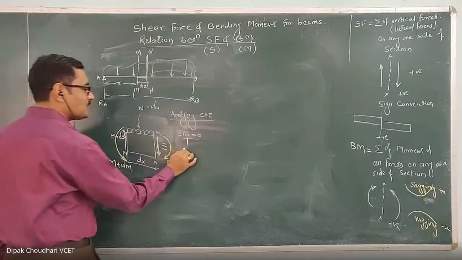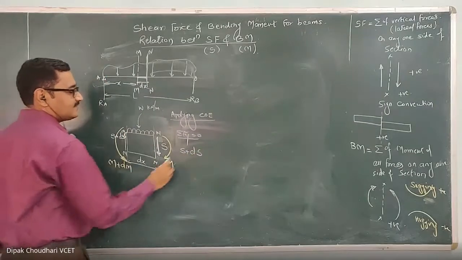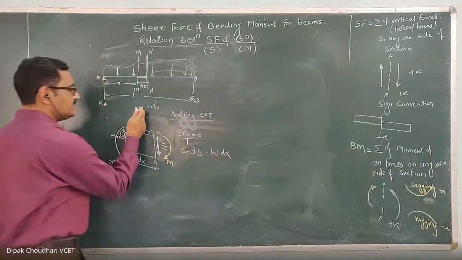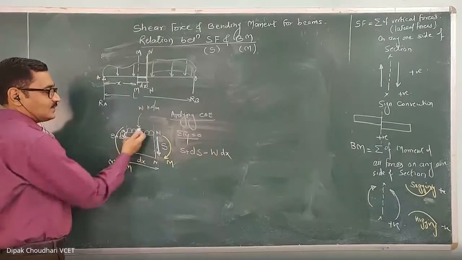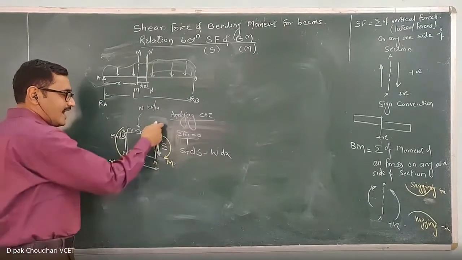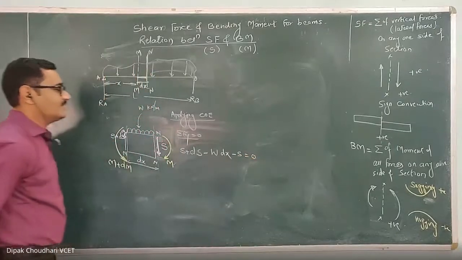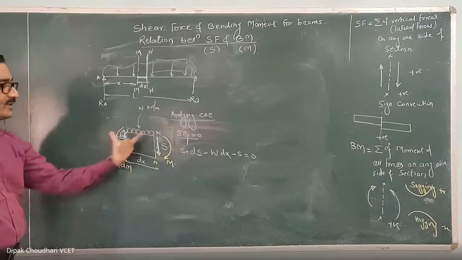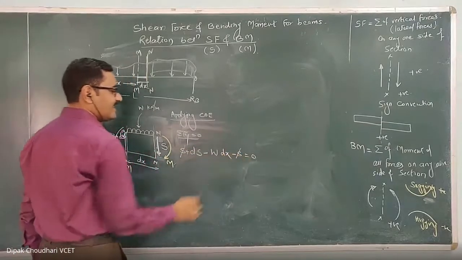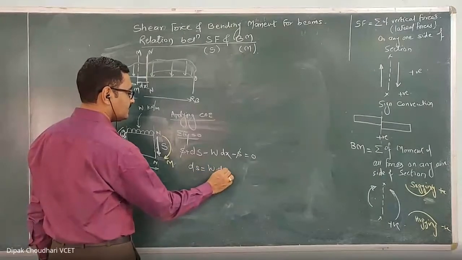Let's consider the upward force as positive, it is S plus dS. How much is this? It is downward, so it is minus W into dx. Intensity is W and spread over a length of dx, so the equivalent point load is W into dx. And this S is downward, so it is minus S equal to 0. Here all vertical forces are added because this part is in equilibrium now. So S and S get cancelled, and I'll get the equation dS equal to W into dx.